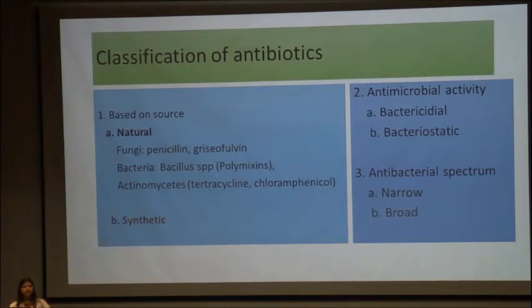The second classification is based upon the antimicrobial activity. That is, they could be either bactericidal or bacteriostatic. So we know various antibiotics at various concentrations can be cidal or static. Then antibacterial spectrum, it could be a narrow spectrum or it could be a broad spectrum. This is a very vague term actually, because narrow spectrum will include those covering only gram positive, or only gram negative, or some of the gram positives and gram negatives, maybe some of the aerobic and some of the anaerobic.